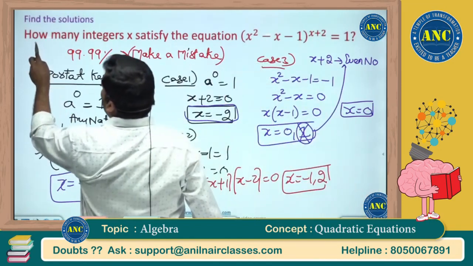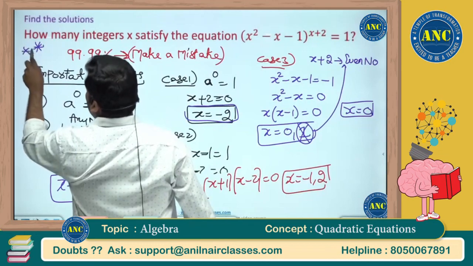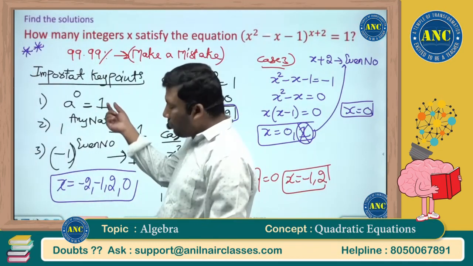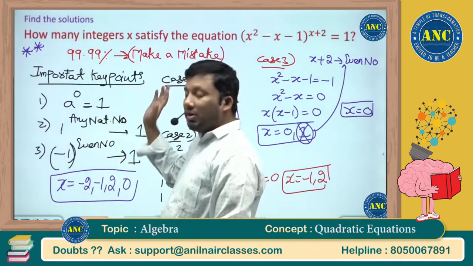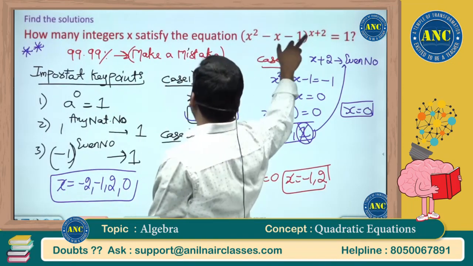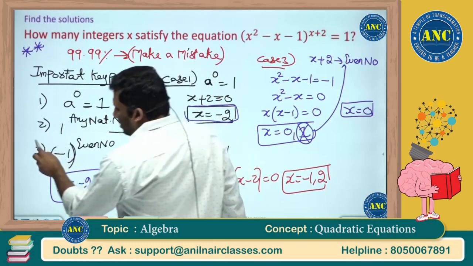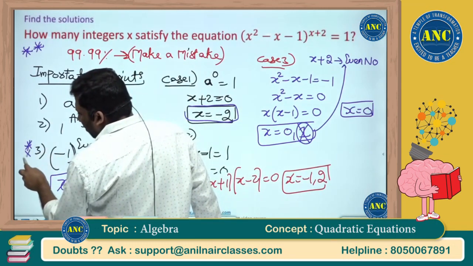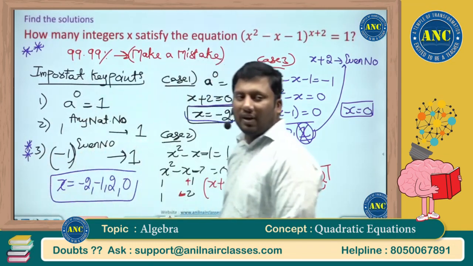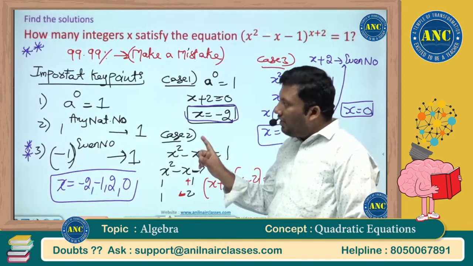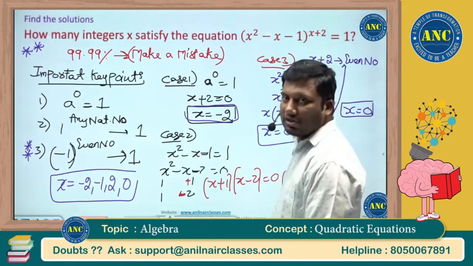Please put a star mark on this question and kindly revise it again, because you might miss out a case. Anything power 0 is 1. 1 power any natural number is 1. This third case you may tend to ignore: minus 1 power an even number is always 1. Very, very important key points.